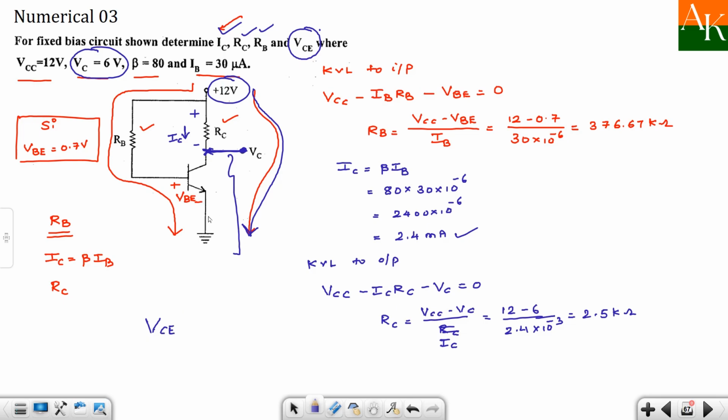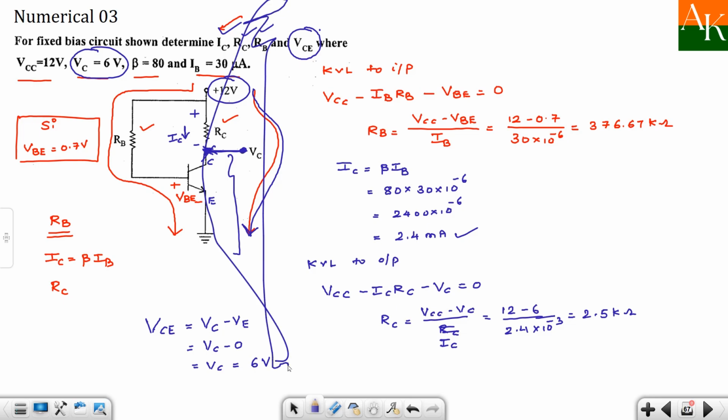Since there is no emitter resistance, VC is nothing but VCE, because this voltage is measured with respect to ground. Collector and emitter, out of that emitter is grounded. So VCE is nothing but VC minus VE, but emitter is connected to ground. So VC minus 0, and that means it is equal to VC, or VC ka value diya hai unhone 6 volt. So we have calculated all these 4 things.